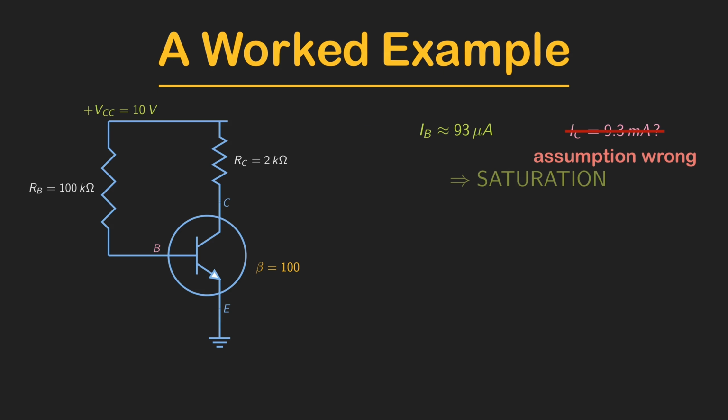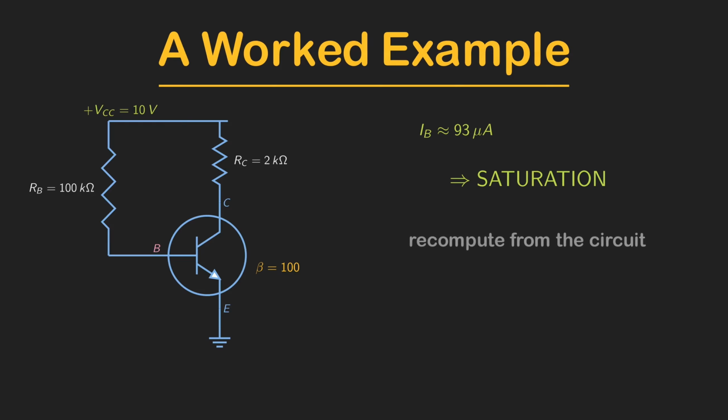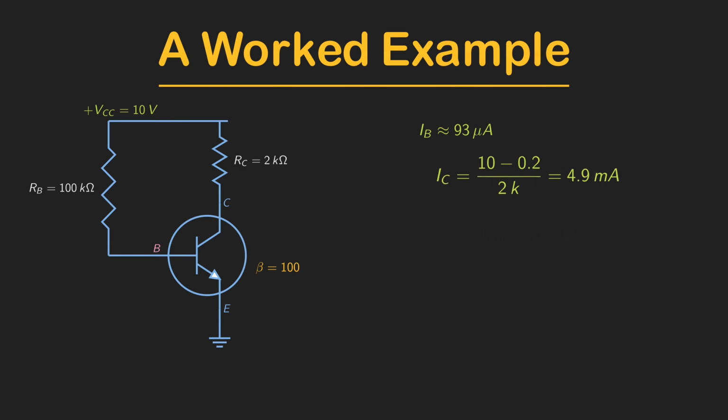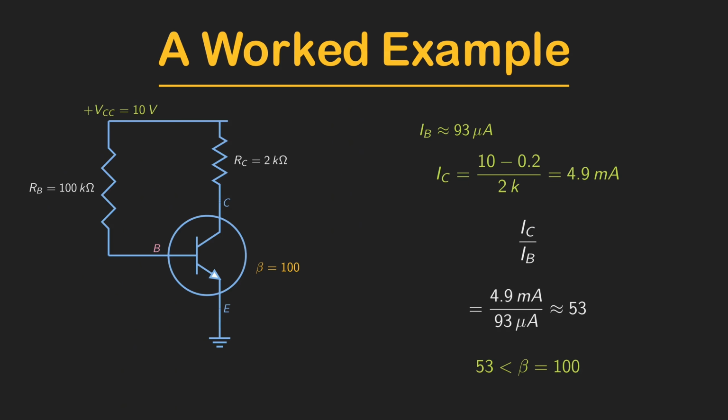It is in saturation. So we throw away the beta formula completely and we recompute the collector current straight from the external circuit, with the voltage now pinned at the saturation value of about 0.2 volts. So the collector current is the supply minus that 0.2 divided by the 2 kilo ohm resistor, which gives 4.9 milliamps. Let us confirm that we are right. Look at the ratio of collector current to base current here. It is 4.9 milliamps divided by 93 microamps, which is about 53.